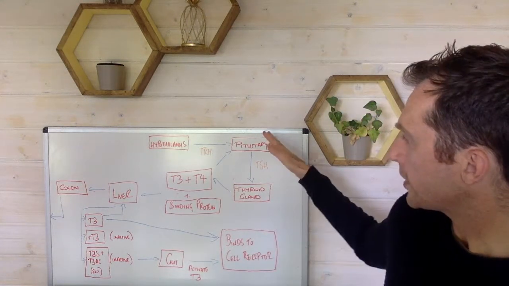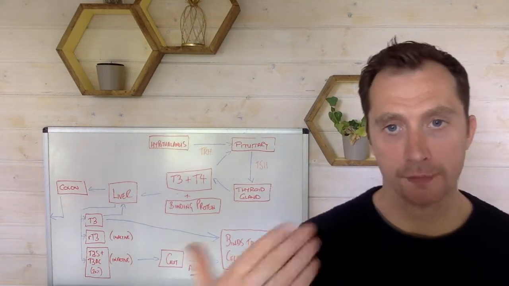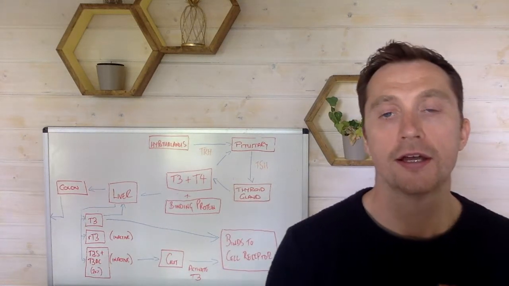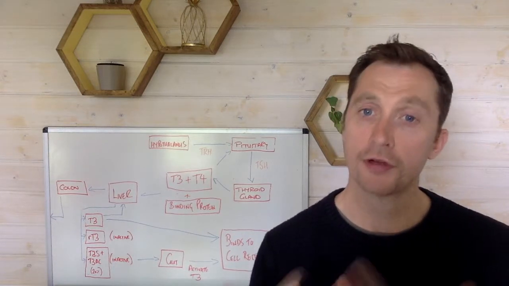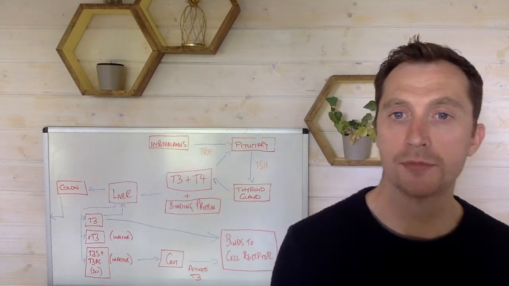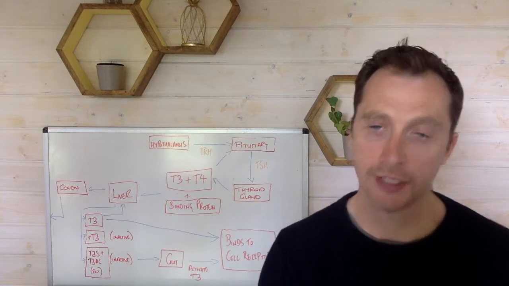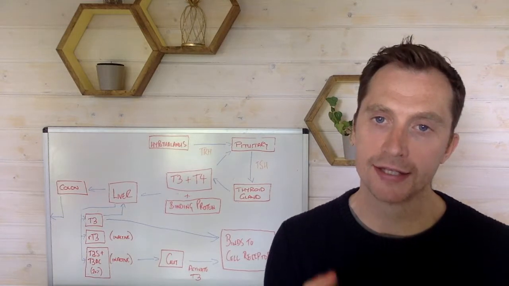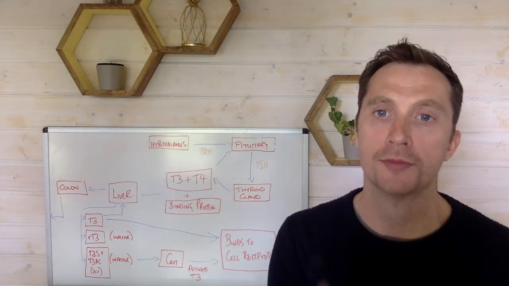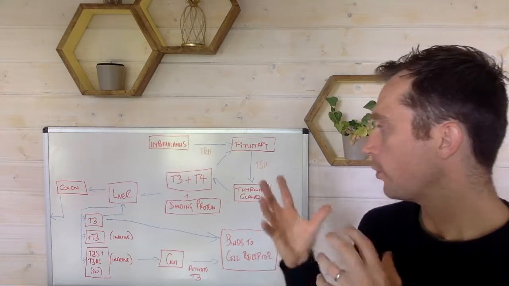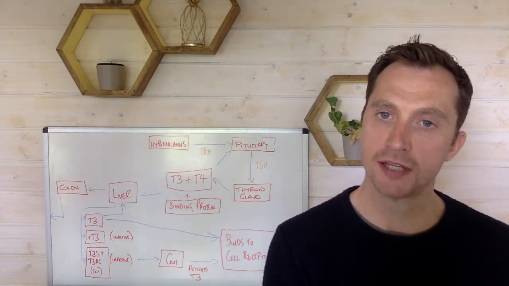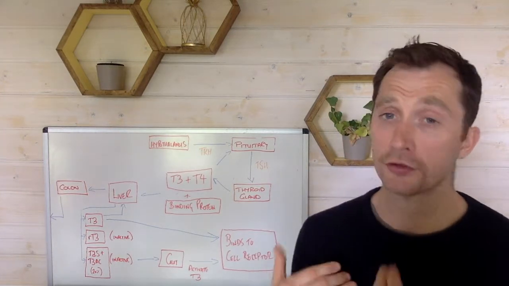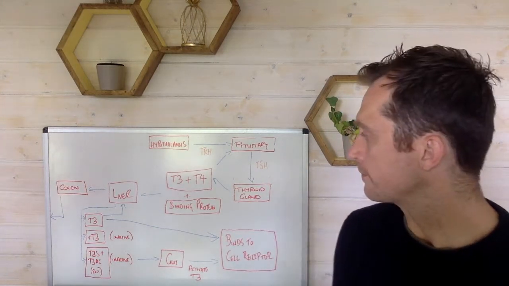So the pituitary gland makes this thyroid stimulating hormone, which stimulates the thyroid gland to make around 93% thyroid hormone T4 and around 7% thyroid hormone T3. Now, T3 is your more active form of thyroid hormone. It's the one that really has a significant effect on your cells and your metabolism. So the body makes predominantly T4, and then it's able to convert that T4 into T3 through a couple of different mechanisms, which I'll go into.